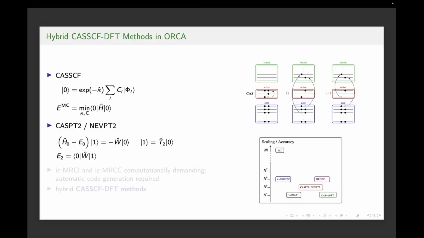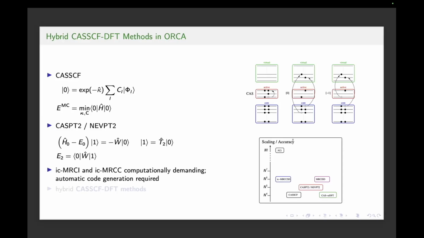In CASPT2 and NEVPT2, which are the most prominent examples, we calculate a first-order correction to the wave function and then evaluate a second-order energy correction. The first-order wave function correction is expanded in these doubly excited determinants shown here on the right. There are also more accurate methods based on multi-reference configuration interaction or multi-reference coupled cluster theory. However, those methods are computationally very demanding because they are very complex and require automatic code generation.